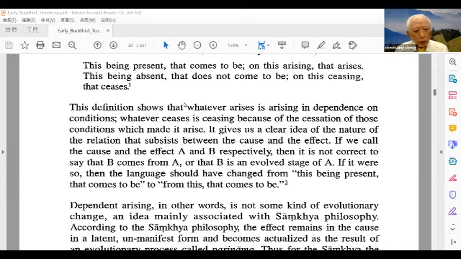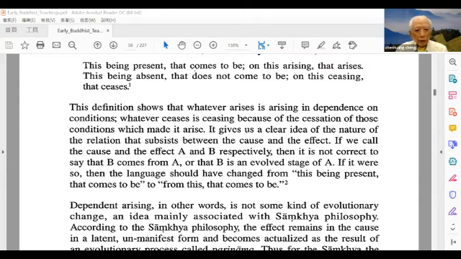Last week, we introduced the definition of dependent origination. We have to know that dependent origination refers to the 12 links of causation, from the first factor of ignorance. Because of ignorance, there is some karma, some volitional formation. And at the last, because of birth, there is aging and death.